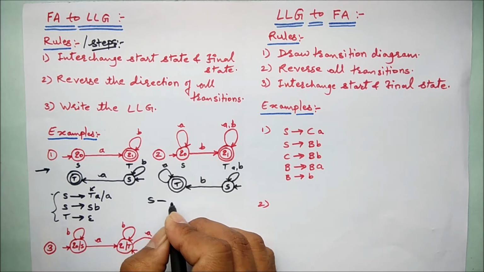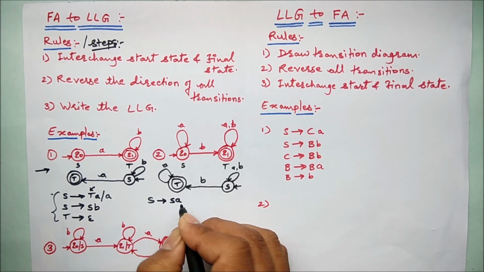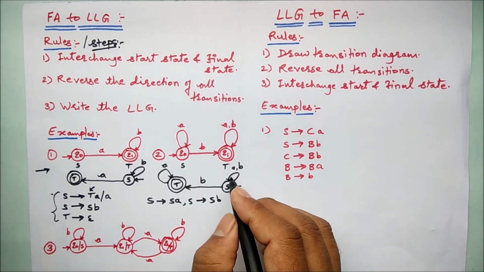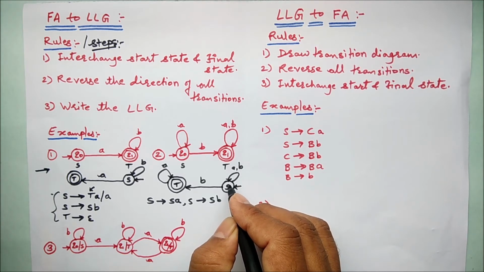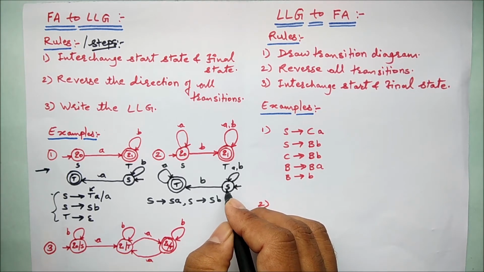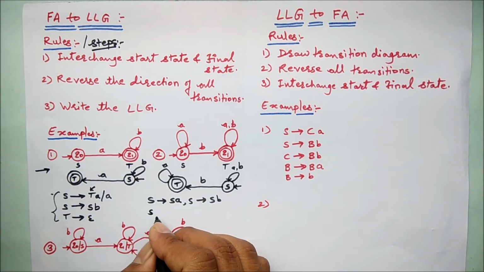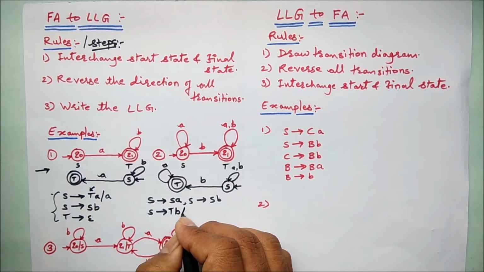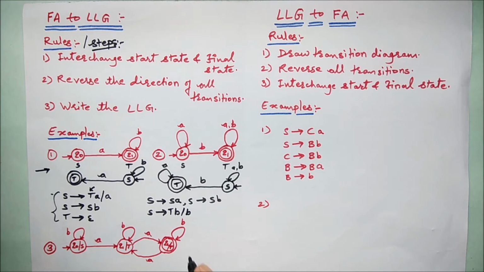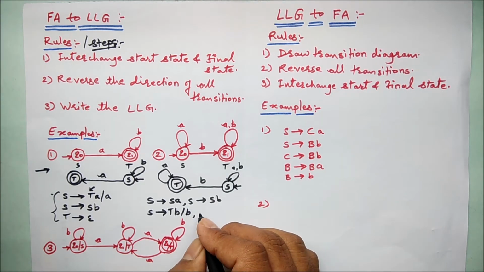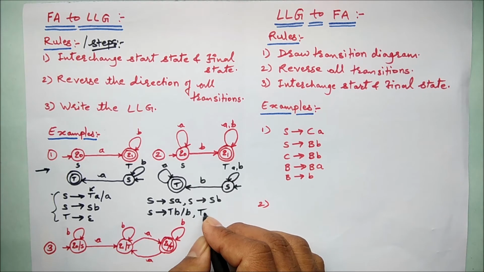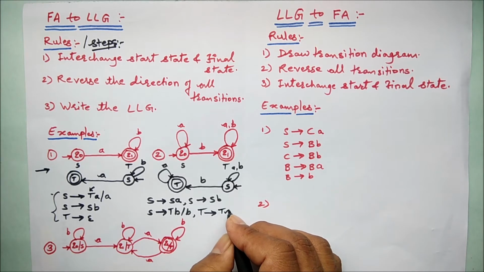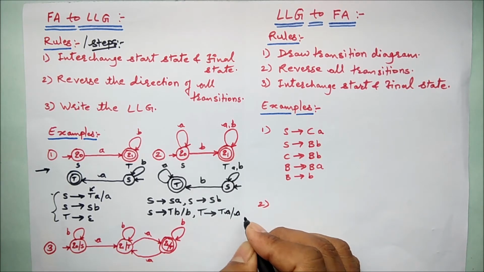So S gives me S A, S gives me S B. So this I have written for the self loop, my dear friends. Right, now let's try to write for S transiting to T. So S is transiting to T with input symbol B as it is final state slash B. Right, and now let's try to write for T as being a final state. T is transiting to T only with input symbol A as it is final state slash A.